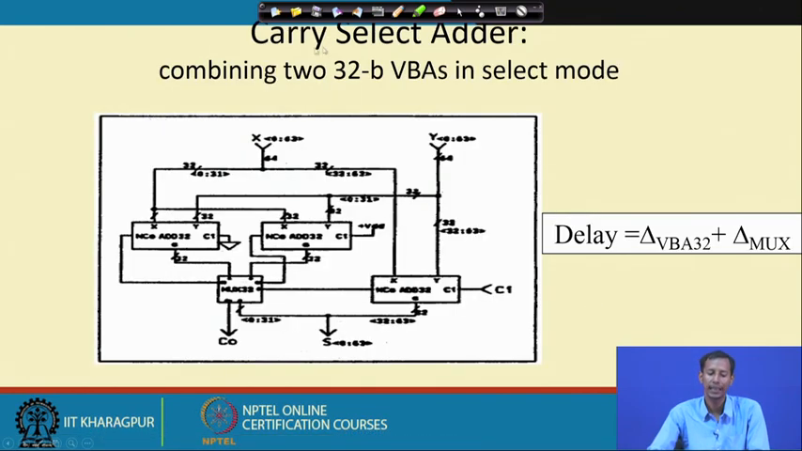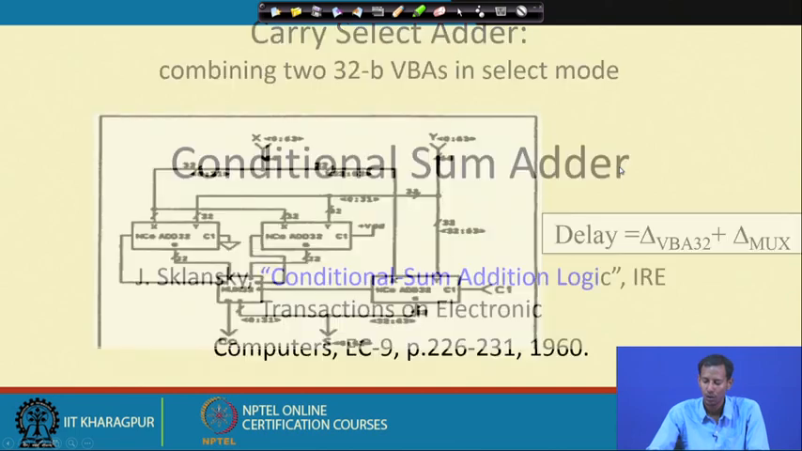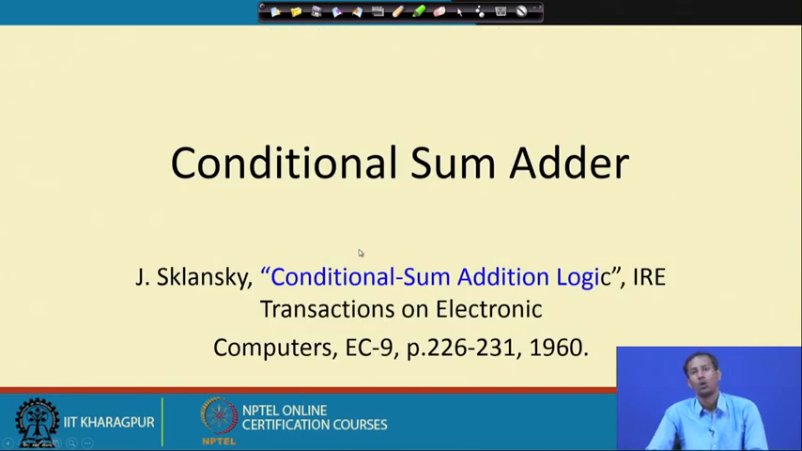Here you see a carry select adder, a combination of two 32-bit adders in select mode. That also we can do. But as I said, based on this carry select adder logic operation, we developed the conditional sum adder, and this is possibly the fastest adder.